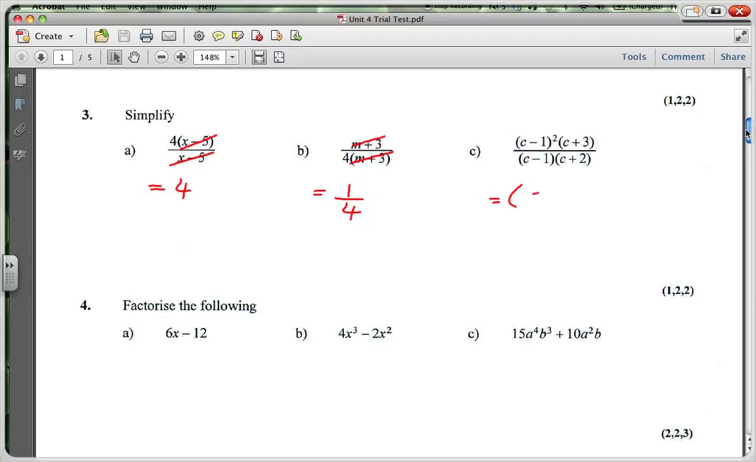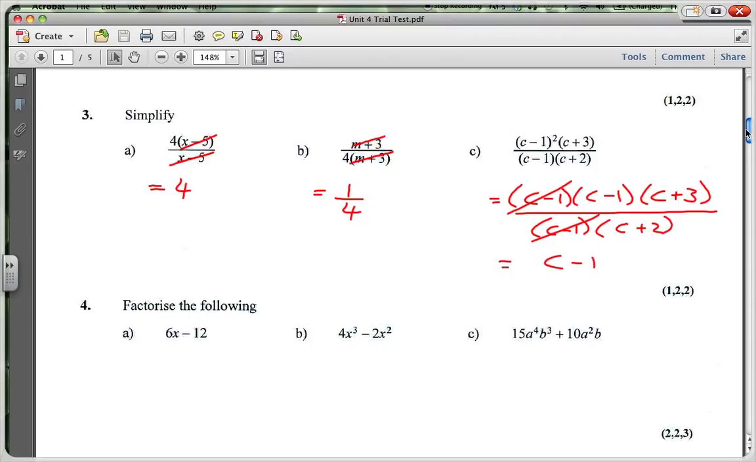Now I'm just going to write this in full, like that. That's what you've actually got, divided by c minus 1, c plus 2. And now a c minus 1 can cancel, and you're left with c minus 1, c plus 3 over c plus 2.